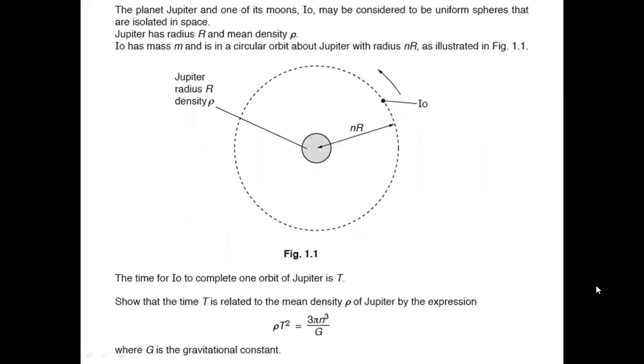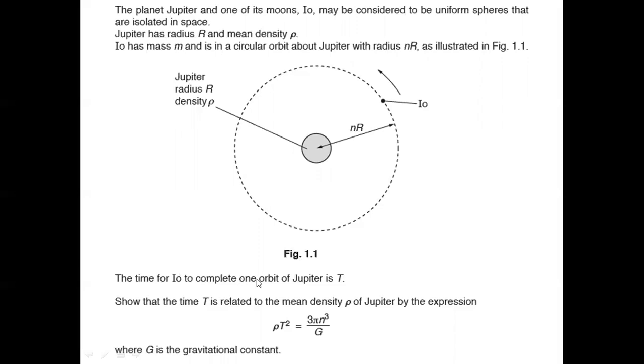Let's begin. So here in this problem, we have the planet Jupiter and one of its moons, Io. We were given the information that Jupiter has a radius of r and a mean density of rho, while the orbital radius of Io is nr. And again, it is assumed that Jupiter is a uniform sphere.